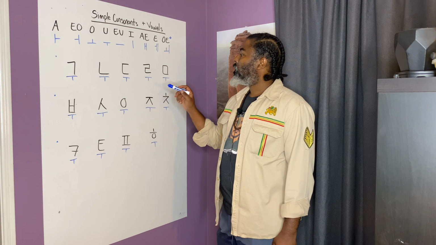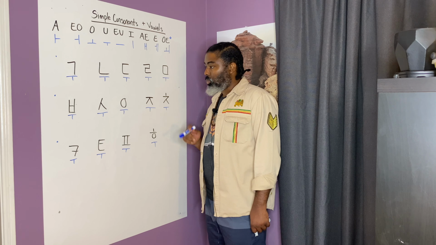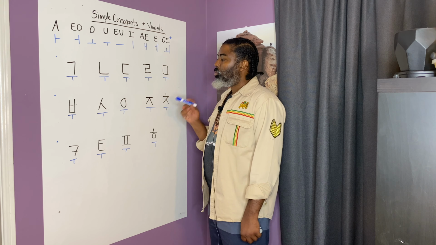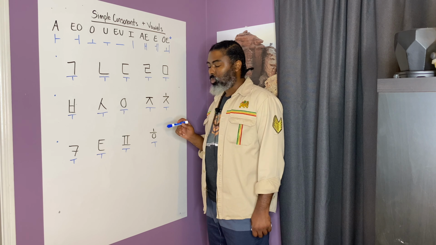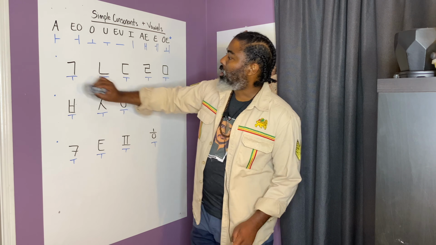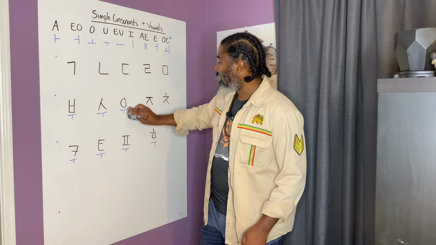Okay. Gu nu du ru mu, bu su u ju chu, ku tu pu hu. Gu nu du ru mu, bu su u ju chu, ku tu pu hu. There it is. All right. Erase that. What's the next one, Randy?